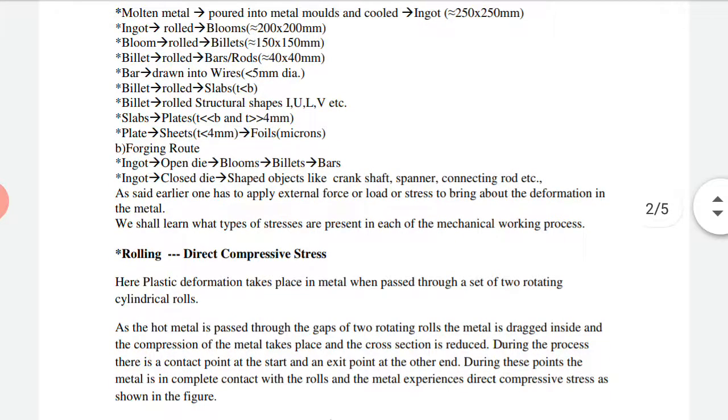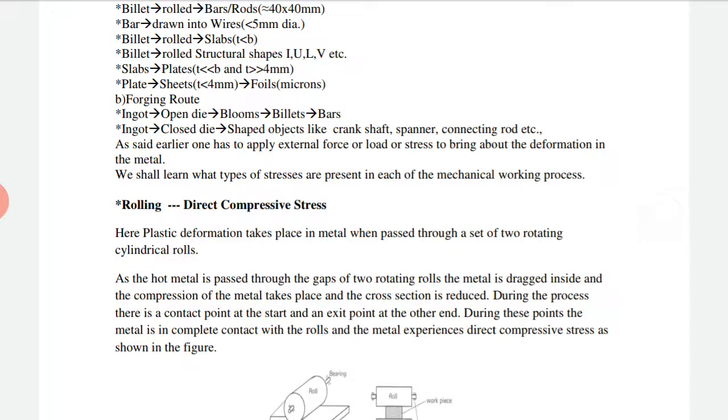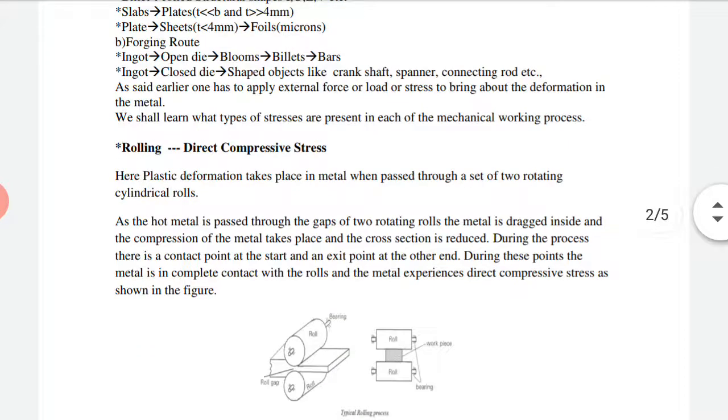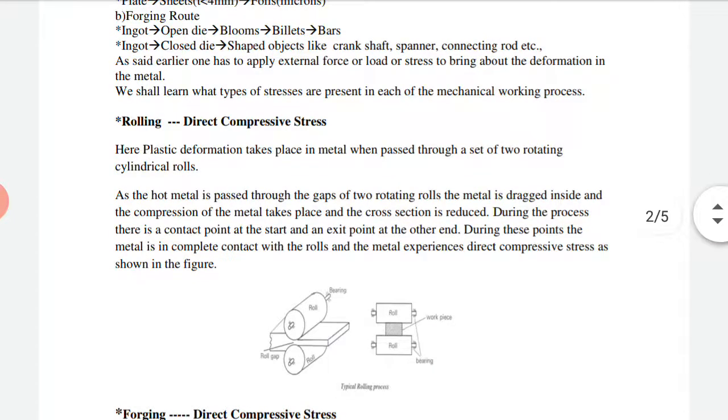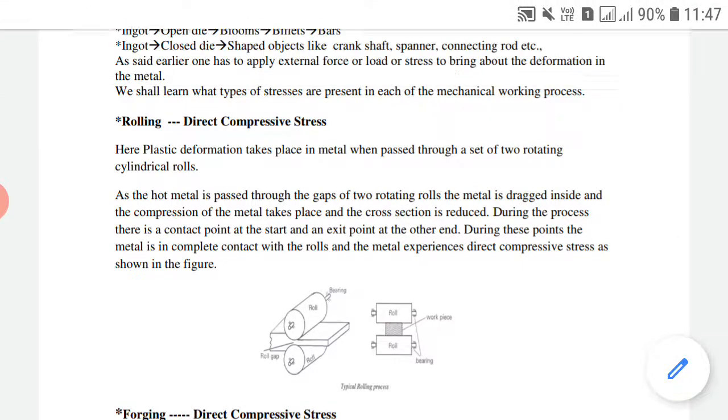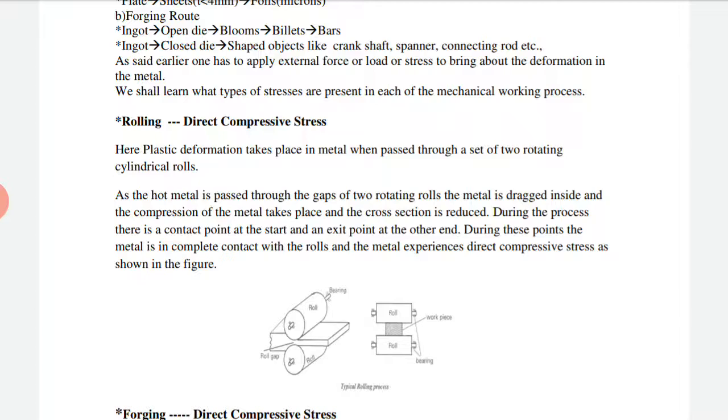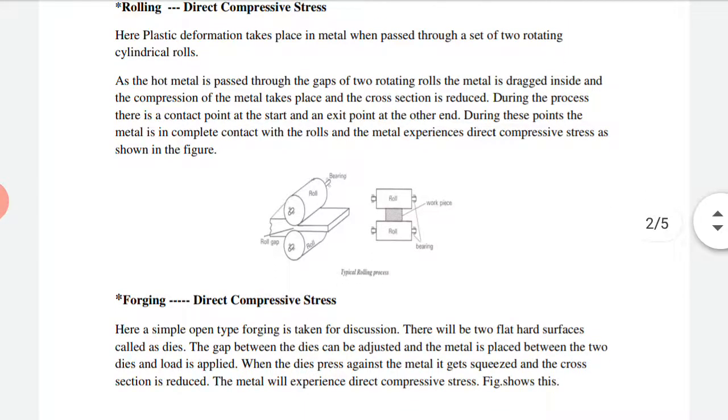Rolling. Direct compressive stress. Here plastic deformation takes place in metal when passed through a set of two rotating cylindrical rolls. As the hot metal is passed through the gaps of two rotating rolls, the metal is dragged inside and the compression of the metal takes place and the cross section is reduced. During the process, there is a contact point at the start and an exit point at the other end. During these points, the metal is in complete contact with the rolls and the metal experiences direct compressive stress as shown in the figure.